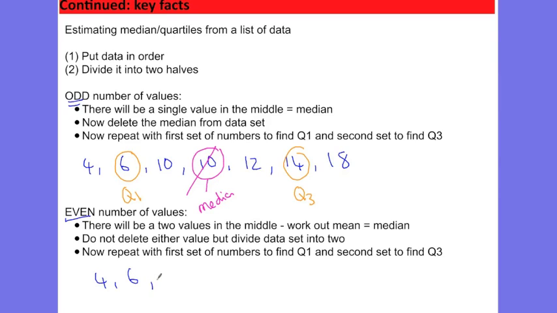Now let's see how this varies if we have an even number of values. So let's just take down the same numbers again and we will add an extra number.